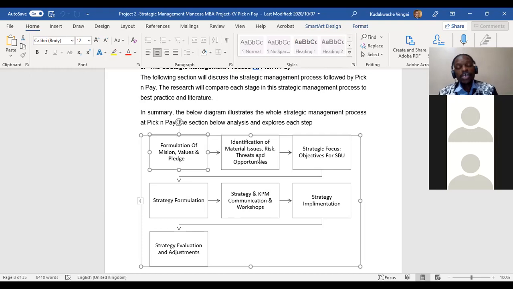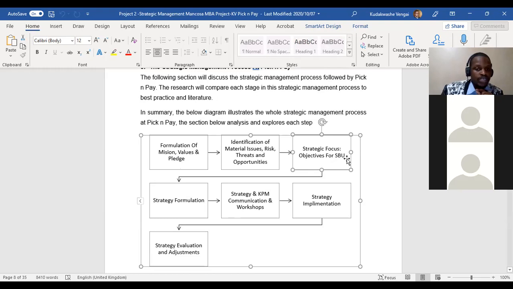So what you're going to do at the end of the day is you're going to now compare their process, the identification, to the what? To the environmental analysis and see, does it match up? If it matches up, then you commend them for it. If it doesn't, if there are certain weaknesses, then you recommend they may need to add this and this and this and this to their what? To that particular stage. And then you go to the next stage, they do what they call a strategic focus, i.e. objectives for SBUs. That's what they do.